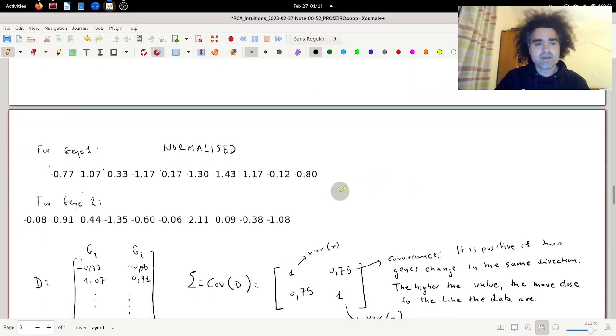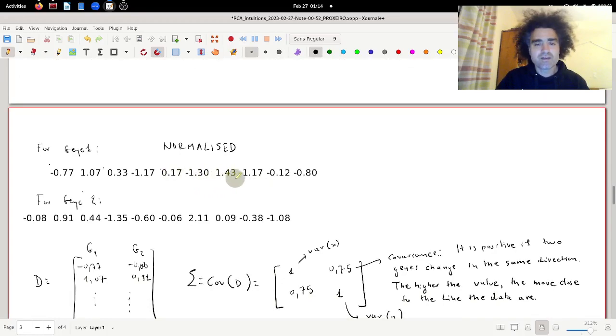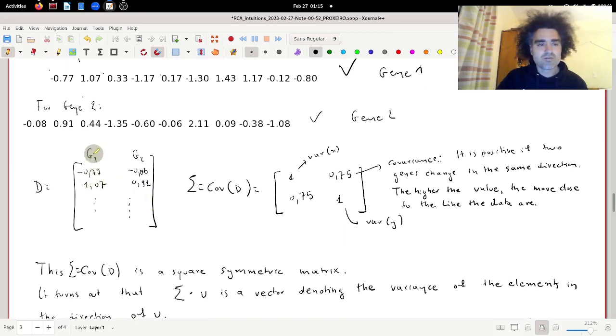So let's have a look again on the normalized measurements. I have taken the expression values, subtracted them from the mean, and divided by the standard deviation, and I have taken these measurements for gene 1 and these measurements for gene 2. So these measurements here, 0.07, 0.07, 1.07, 1.07, and so on, form a matrix with two columns and 10 rows because we have 10 individuals and two genes.